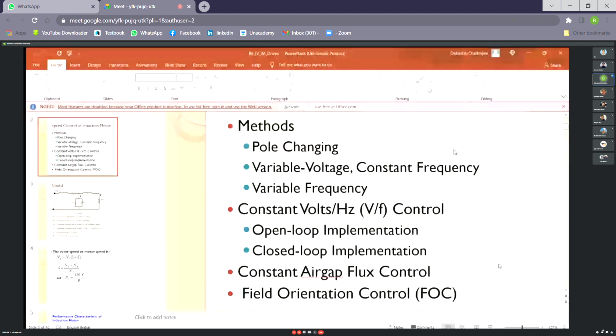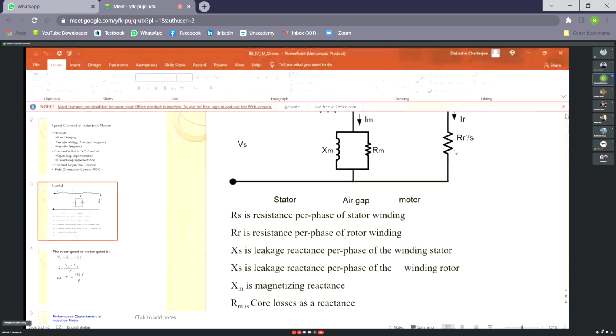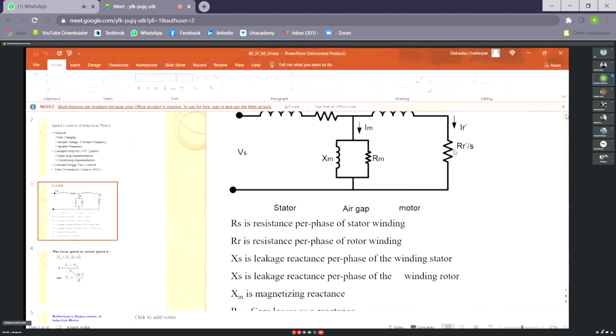So these are the gross methods of controlling the speed of an induction machine: pole changing, variable voltage at the same frequency, variable frequency, constant volt by Hertz, open loop and closed loop both, and then constant air gap flux control and field orientation control. The last two methods are quite accurate methods. The one above them is an easy implementation of fairly accurate control. The ones at the top are the gross methods. Then we come to the actual implementation, method by method.